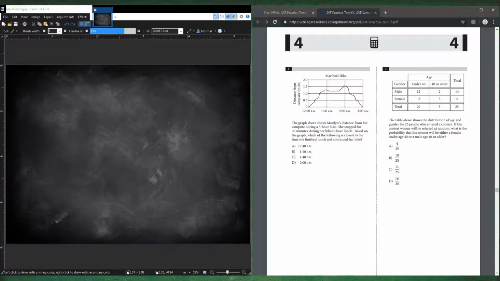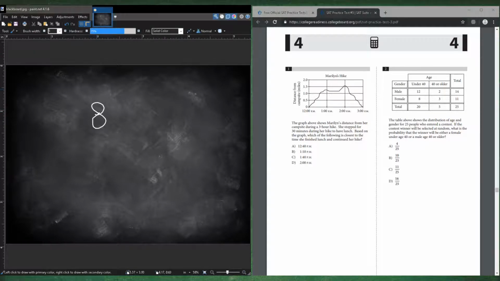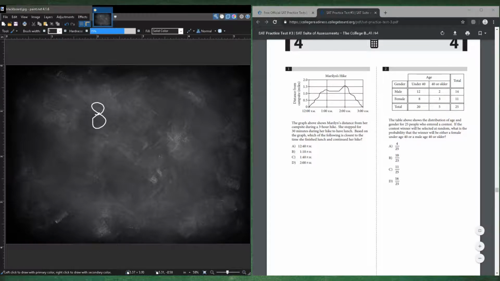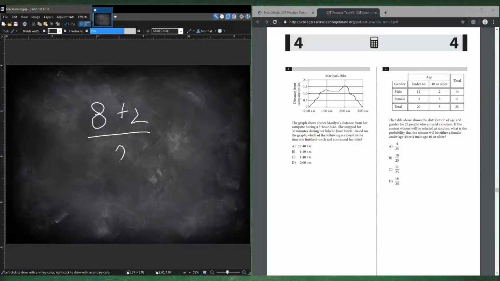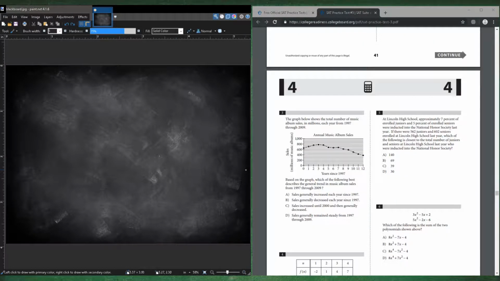So a female under age 40 is 8, and a male of 40 or older is 2. So out of the total, which is 25, that's 10 out of 25. So the answer is B, which is just a basic chart interpretation question. Question 3.